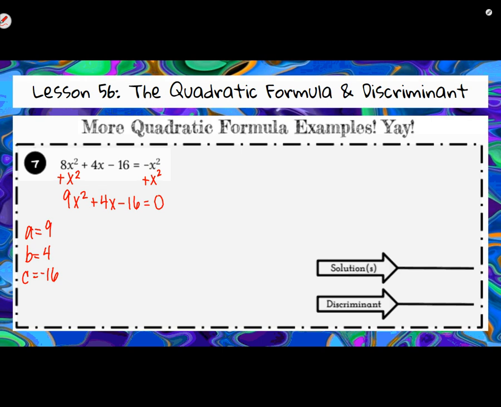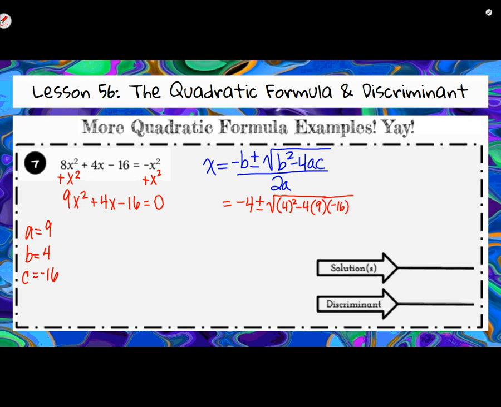All right, so let me sing the quadratic formula for you. X equals negative b plus or minus the square root of b squared minus 4ac all over 2a. I'm a little tired. It's been a long day. This is negative 4 plus or minus the square root of 4 squared minus 4 times 9 times negative 16, all over 2 times 9. 2 times 9 is 18.